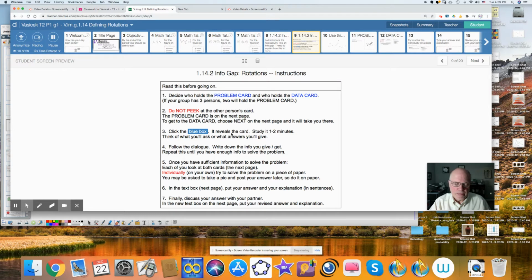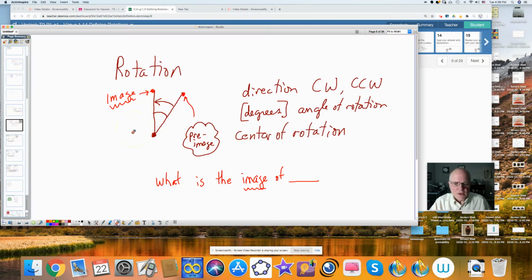Now, to do this activity, there's a couple of things that will help you. First of all, to define a rotation, you have to have the center of rotation. You have to have the degrees or the angle that it's going to be rotated by. And you have to have the direction. Is it clockwise or counterclockwise? So if you're going to be asking questions, these are questions that you could ask. What is the center?